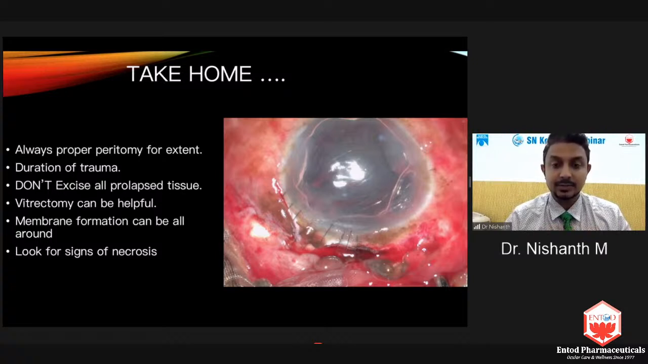The first initial thing is to preserve them, and if not able to, only think of excision as a final resort. Vitrectomy, keep it in hand for all these trauma cases, and membrane formation can be all around the tissue and not only anterior to it. Always look for signs of necrosis and infection before you take care.